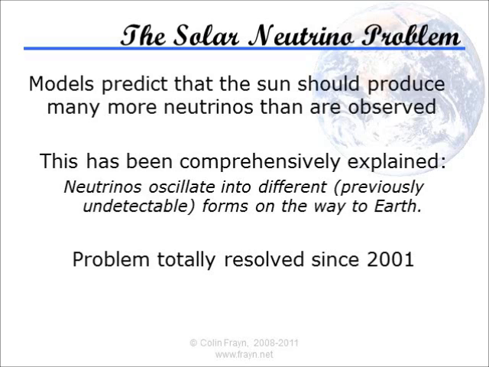Neutrinos come in three different flavours: the electron neutrino, which is the one produced in the Sun, also muon neutrinos and tau neutrinos. The detectors detect electron neutrinos. The solar neutrino problem was simply that the models predicted roughly 3 times more neutrinos than we actually observed. The resolution to this was very simple: it turns out neutrinos change type as they're flying through space, so that 2/3 of the electron neutrinos become tau neutrinos or muon neutrinos on the way, and hence we don't detect them. So this problem has been totally resolved since 2001.